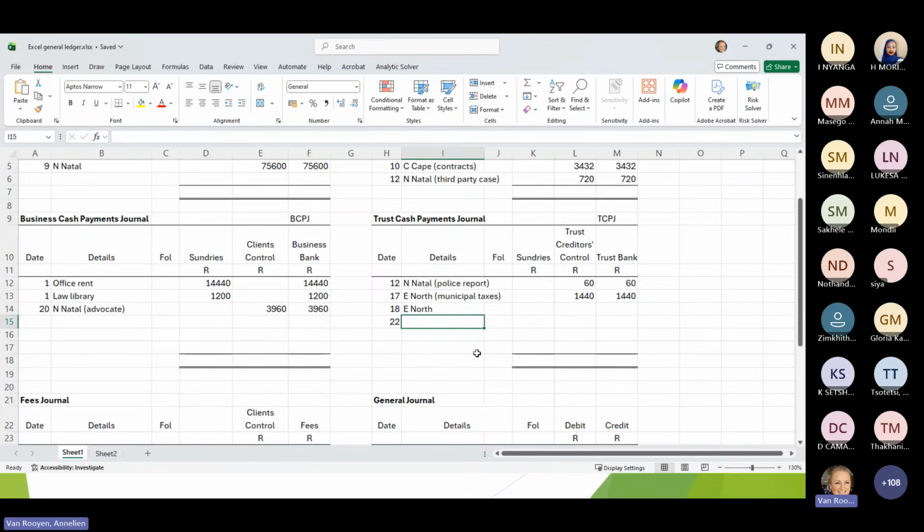Okay, so we're busy with the sheriff's fee now, if I'm not mistaken. It's Z Zulu. Sheriff. And that was 148. Just sort out my pages. Okay, we're going nice and slowly.